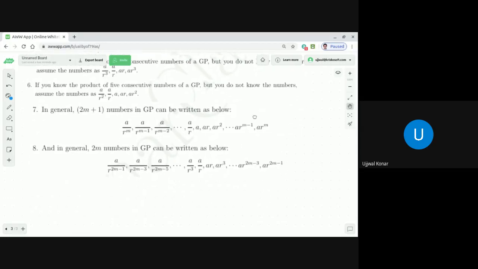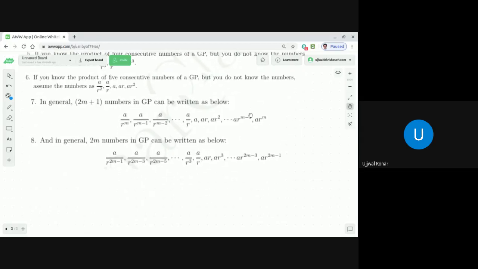Okay. Now the next one is that if you have 2m numbers in GP, you need to find them. So it should be a by r to the power 2m minus 1, comma a by r to the power 2m minus 3, comma a by r to the power 2m minus 5. In that way it continues: a by r cube, comma a by r, comma ar, comma ar cube, up to a r to the power 2m minus 1. Correct, dear students? Yes. Clear or not clear? Yes. Okay.